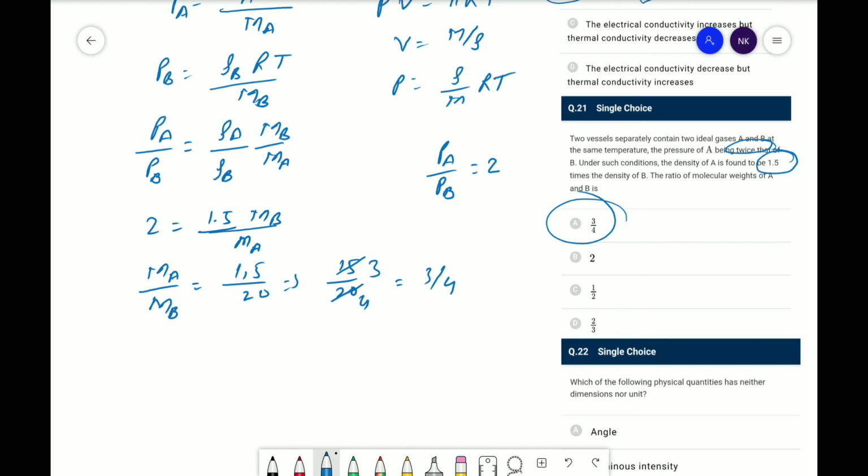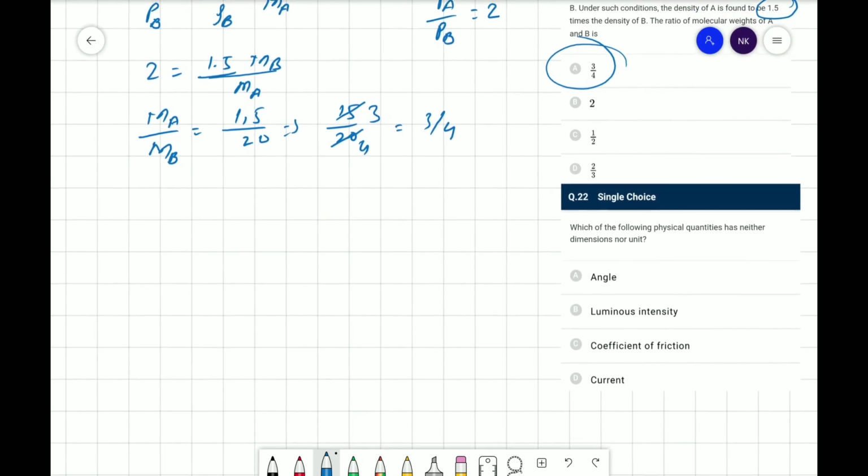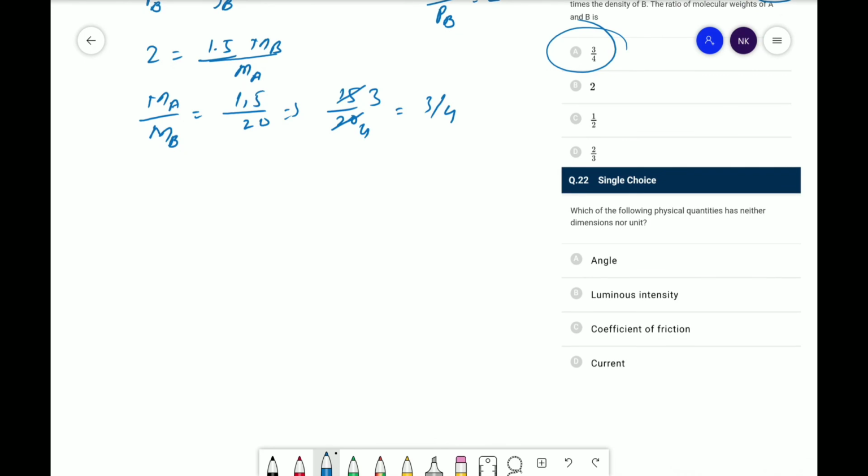What is the next question? Which of the following physical quantities has neither dimension nor unit? So the first given is angle. Angle has a dimension. Second one is the luminous intensity. As we know, intensity also has a dimension.